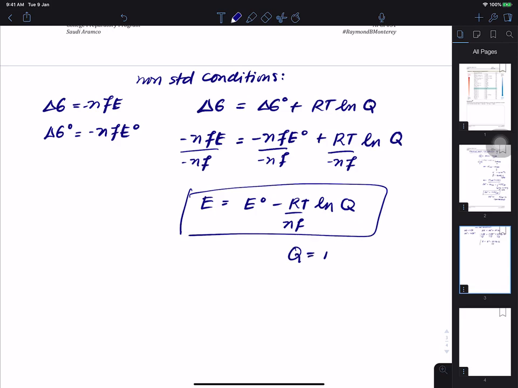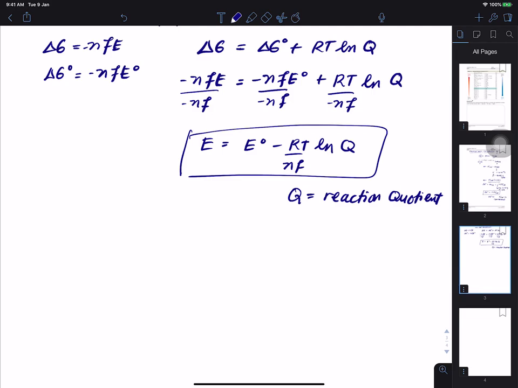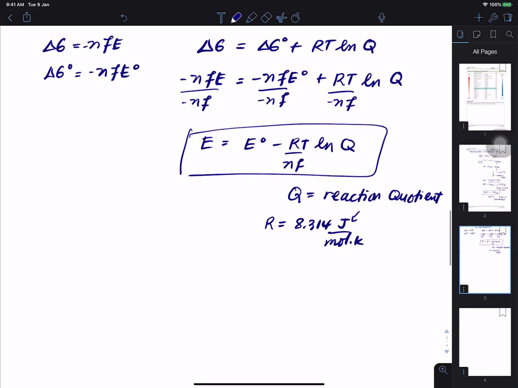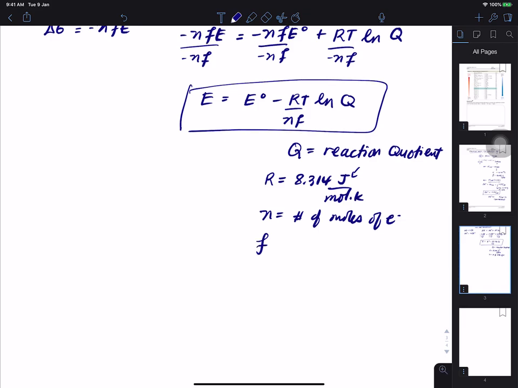Remember that Q here is our reaction quotient. Okay, so again, to refresh our memory, R that we're using here is 8.314 joule per mole per Kelvin, so that we can have direct access to the joules. N is the number of moles of electrons involved in the electron transfer. And of course, F here is your Faraday's constant, which amounts to 96,485 coulombs per mole of electrons.